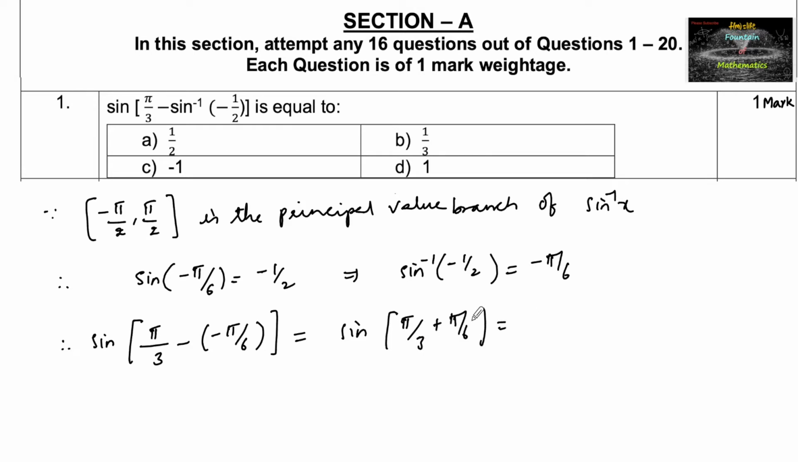Pi by 3 is 60 degrees and pi by 6 is 30 degrees. 60 plus 30, 90 degrees. That is sine pi by 2. Sine pi by 2 is 1. So we can go with option D.